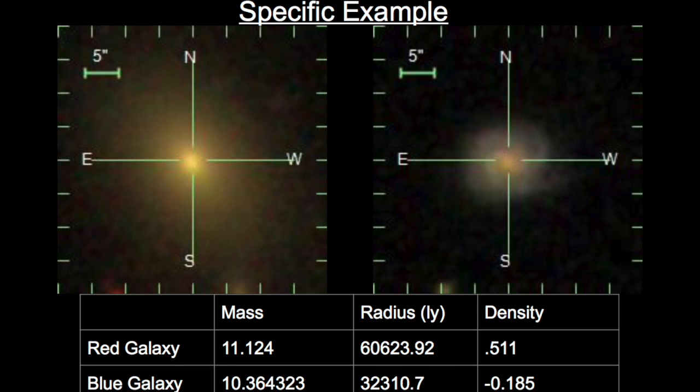Here are shown two galaxies from the Galaxy Zoo data, one red elliptical and one blue elliptical. These galaxies have similar masses, however, the blue galaxy has a much smaller radius than the red galaxy. The local density of the blue galaxy is much lower than that of the red galaxy.